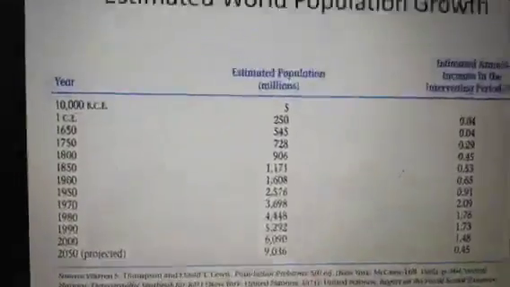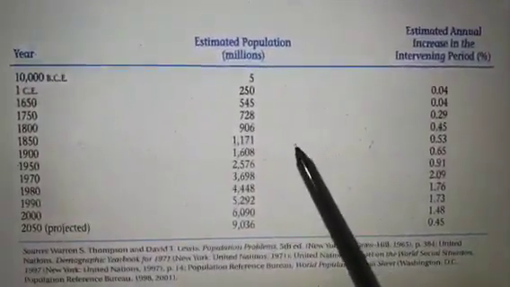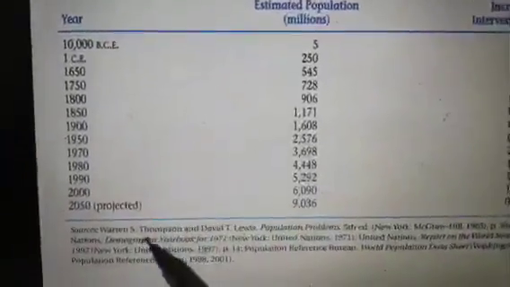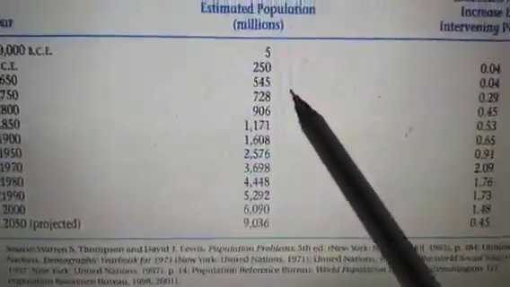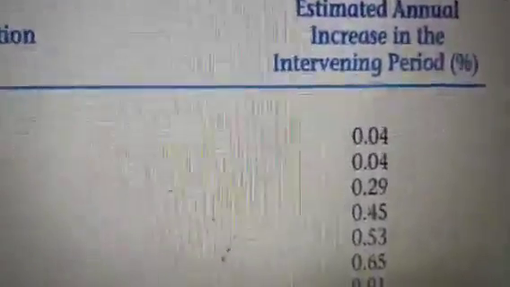And you can see in this graph how population growth was seen, that in 1 AD there were only 250 million people, and in 2000 there were 6.90 million people, and projected is 9 billion people. So this is how you can see the estimated annual increase in the growth story.